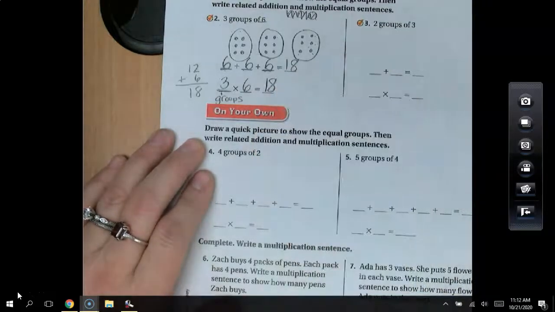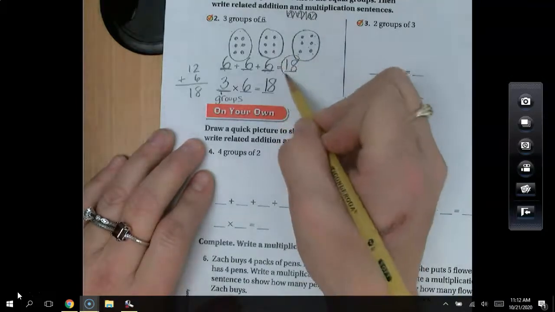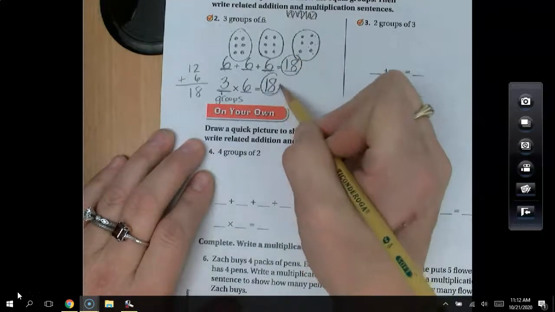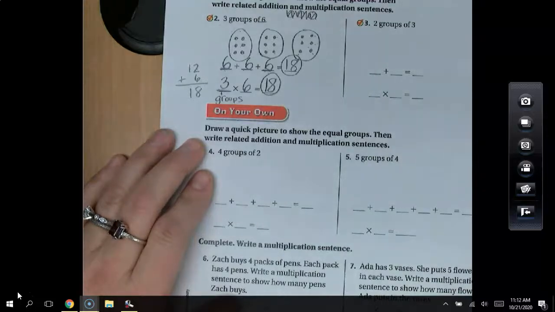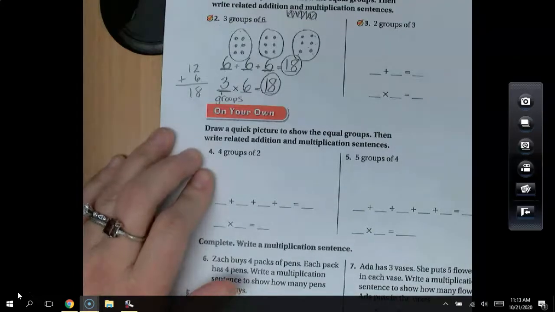18. Remember that addition and multiplication are related, so you will get the same answer. If you don't get the same answer, then you made a mistake. So you need to make sure you go back and look to see if you can find where something went wrong. All right, let's try another one.